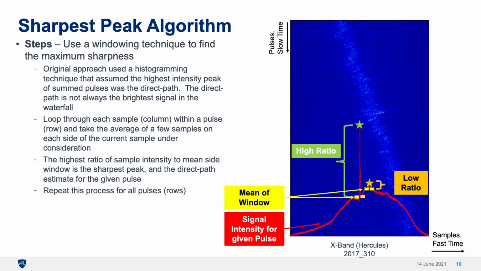Here's a review of the sharpest peak algorithm. We basically just loop through each sample and compute an average window intensity on each side of that sample, store the difference between the windowed average and the sample in question, and then the one with the highest ratio is the sharpest peak. This technique is important because it selects the sharpest peak, not necessarily the most intense overall.